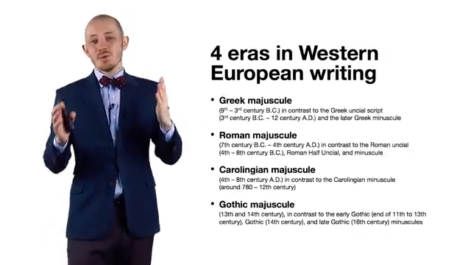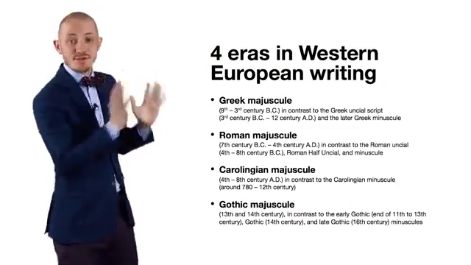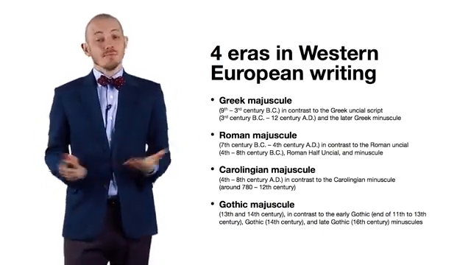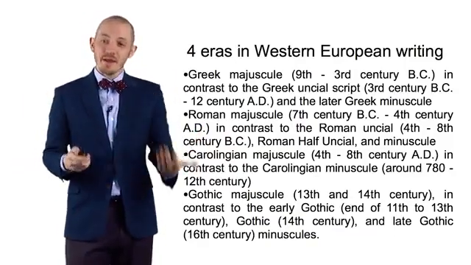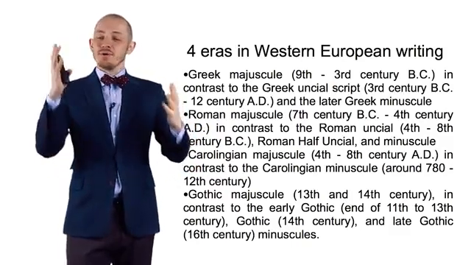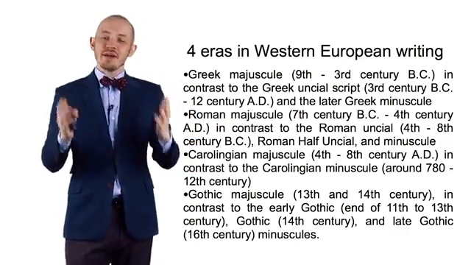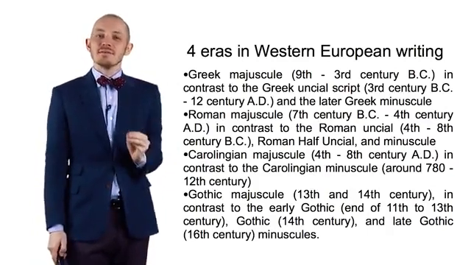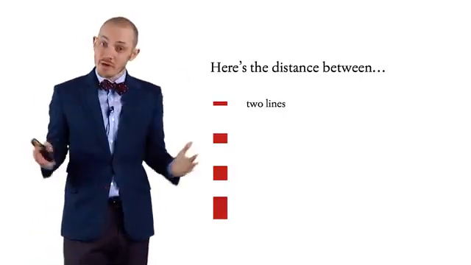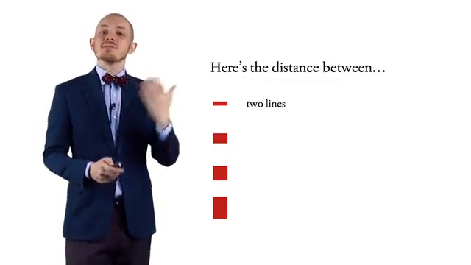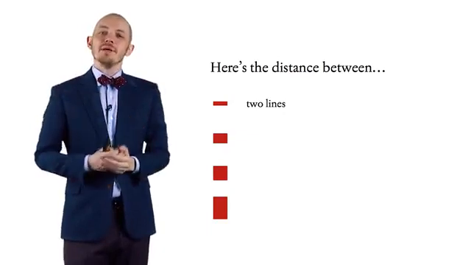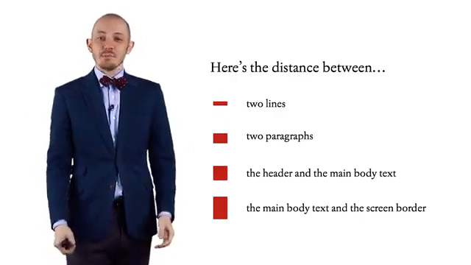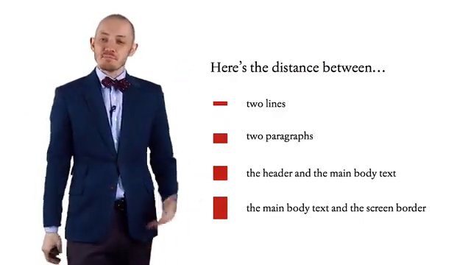And this is where we can stop for a second, because I think this is a nice stopping point, and we can compare it to what it was before. And I think this is a bit of an improvement. And we've achieved everything by just working with contrasts and visual hierarchy. Now, I don't know if you've noticed, but this space, this space, this space, and this space, they're all different. This is the space between two lines, this is between two paragraphs, this is between the header and the main body text, and this is between the main body text and the screen border, something we used to call margin when we had a printed page.